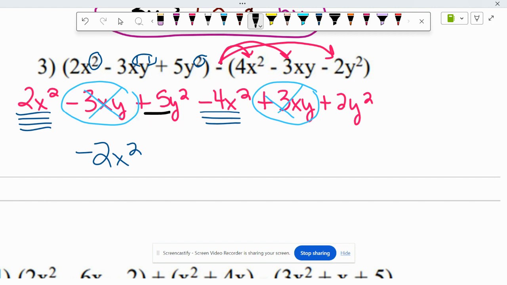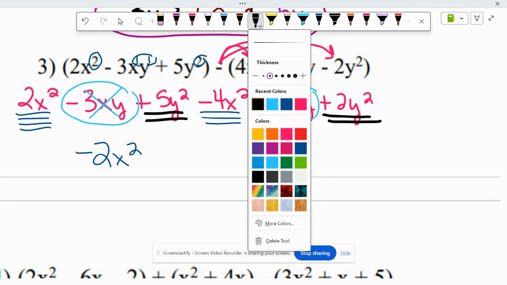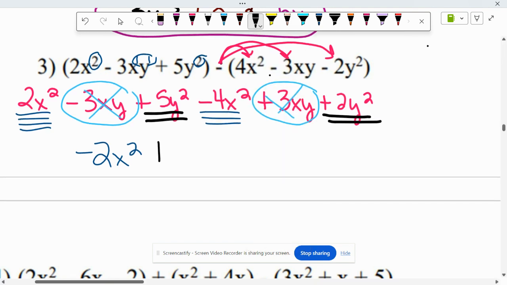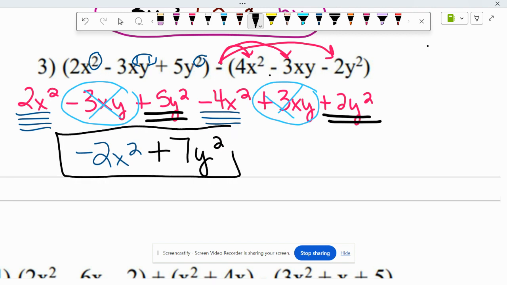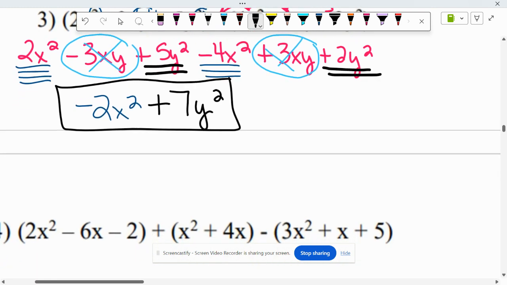The last thing is a positive 5y squared and a positive 2y squared. What is 5 plus 2? Positive 7y squared. And this is in standard form. Feel good about that? Okay.